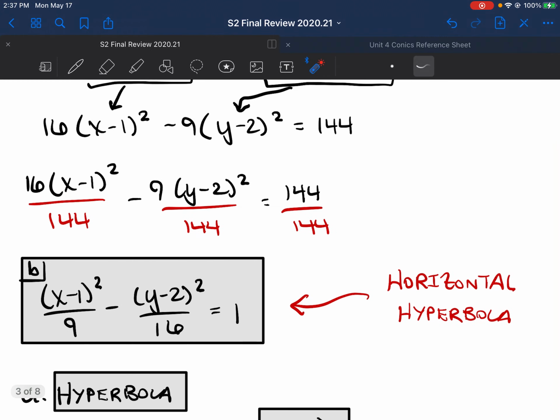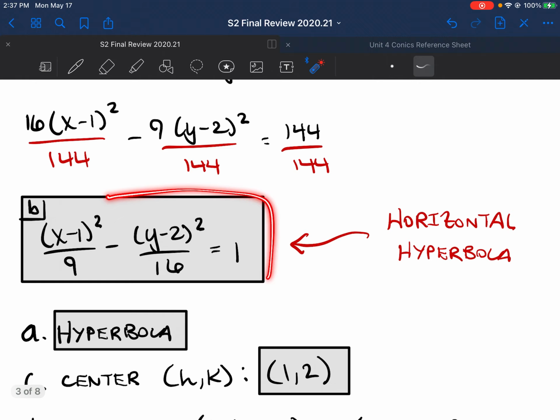Well, 16 over 144, that's going to give us 1/9. So we have x minus 1 squared over 9. Negative 9 over 144, that's going to be negative 1/16. So we have minus y minus 2 squared over 16. And of course, 144 over 144 is going to equal 1. And this is our standard form equation of the conic.